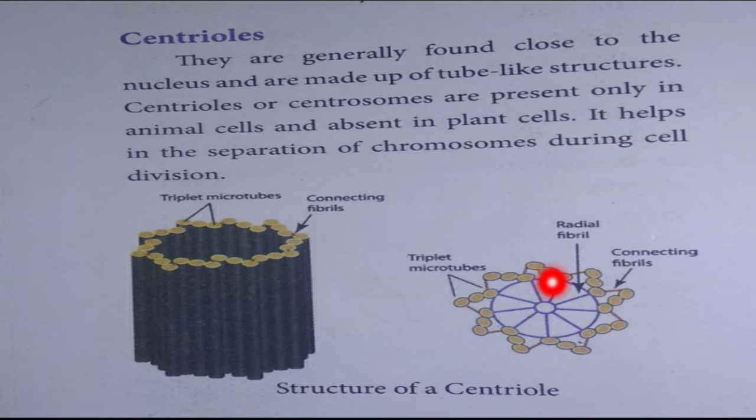Here you see the radial fibers, this one is connecting fibers, and triplet microtubules are seen. So centrioles are seen only in animal cells. They are absent in plant cells. Their function is that they help in the separation of chromosomes during cell division.